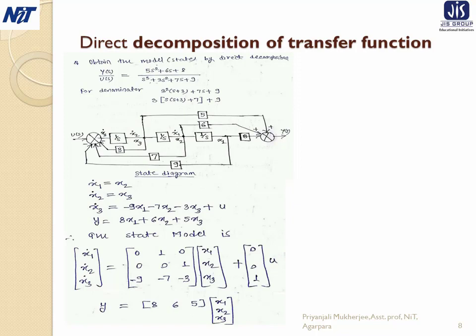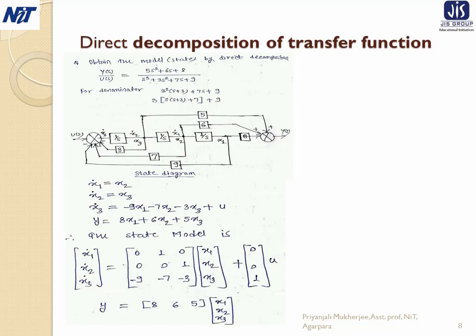Now the advantage of this method is that it is a general method and it can be applied to any system. The resultant matrix, that is the system matrix, will be in the Bush form. Here one thing we have to remember is that we have to divide both the numerator and the denominator by the highest power of s, and then we can draw the state diagram and the state model from the given system.